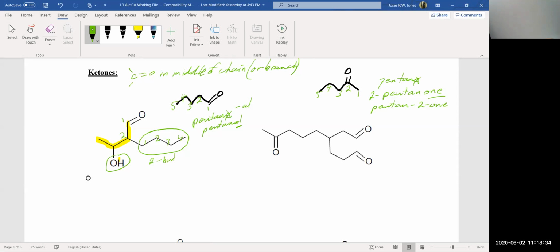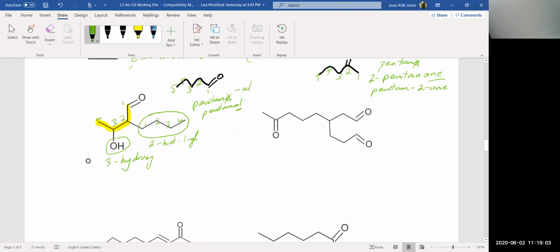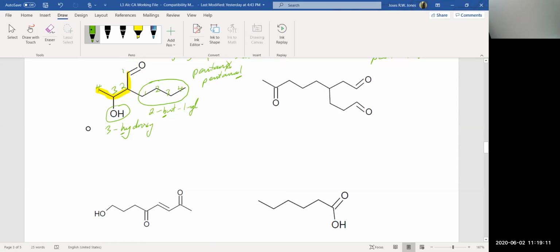But-1-yl is the name of that branch. And then on carbon number 3, we have a 3-hydroxy substituent. Since the hydroxyl is not the highest priority group here, it is referred to as a hydroxy substituent. And carbon number 4 has nothing on it. So this would be a butanal with 2-butyl and a 3-hydroxy. B comes before H alphabetically. So the butyl is written first in the name of the entire compound.